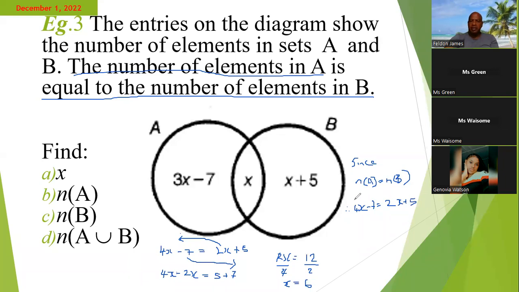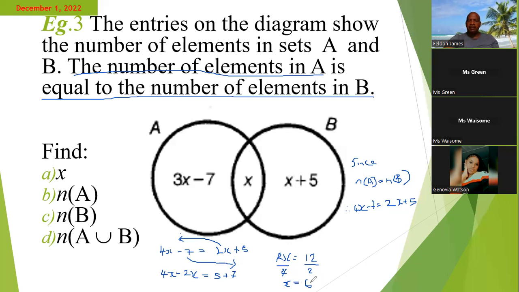Ms. Wilson, make a note of that. Part of what you get marked for is reasoning and comprehension. Reasoning tells why. When you're doing something, you need to state why you're doing it. Since the number of elements in A is equal to the number of elements in B, therefore if we add up everything in A and everything in B, we can equate them, and then we can solve for x. That's how you would approach this.